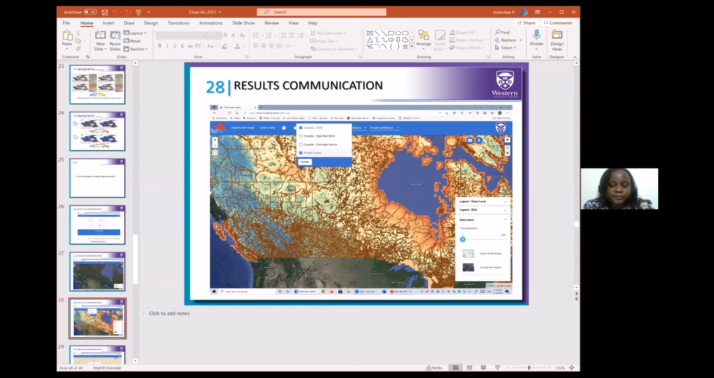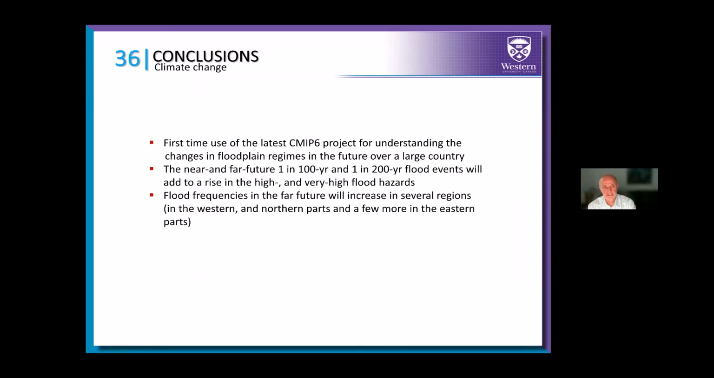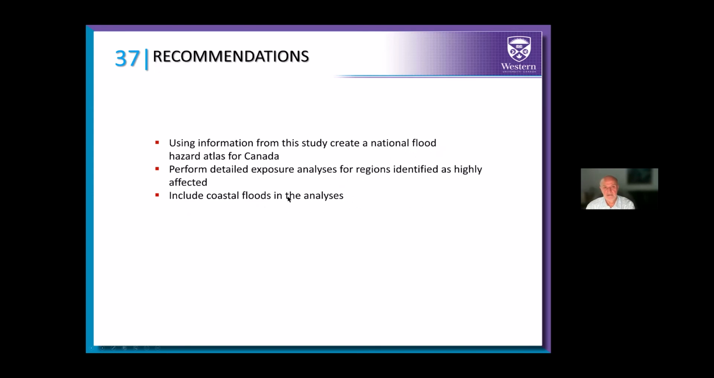Okay. So to conclude, this is the first time, I think, that the most recent climate information is used in analyzing the change in the floodplain regimes and the future over the whole country. We have these two options for 100 and 200 year flood events that we generated maps for, which are available through the tool. And also the opportunity to note some conclusions: the western and northern parts and some of the eastern parts are going to experience a pretty significant change in the frequency of these events.